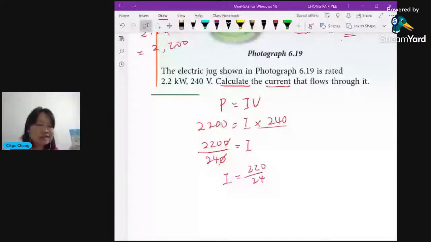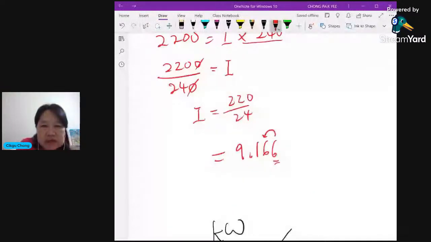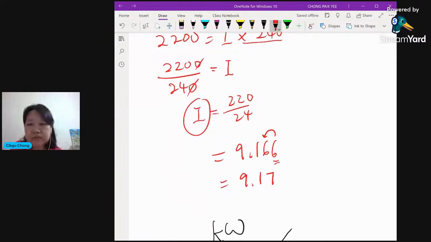Actually, 9.1666666666. You cannot finish on this, because this is a recurring decimal. So you have to round up. You cannot be putting so many digits. It looks ugly. So either two or three decimal places, or two decimal places will be fine. Even one decimal place is fine. If I want two decimal places, I look at the third one. The rest can go and cancel off first. If it's more than five, you will have to add one to the next number, so it becomes 9.17. Don't forget your unit: current is ampere.